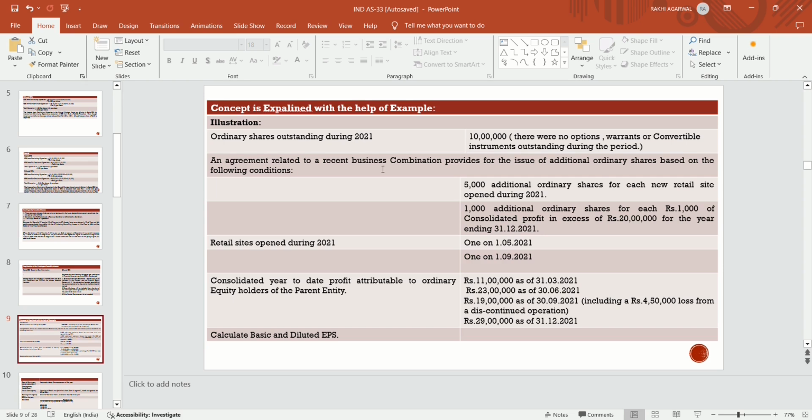There is a retail sites condition during 2021. They have to open retail sites. If they open retail sites, then 5,000 additional ordinary shares for each new retail site opened during 2021.